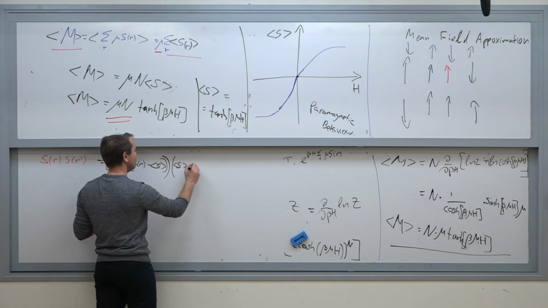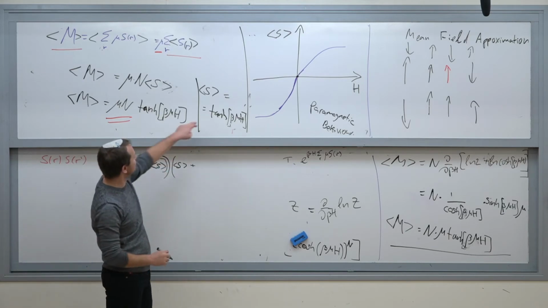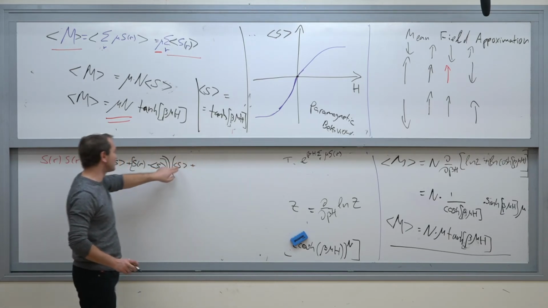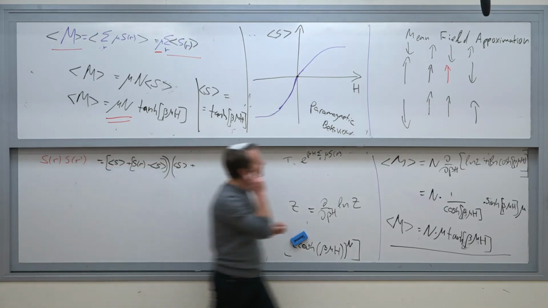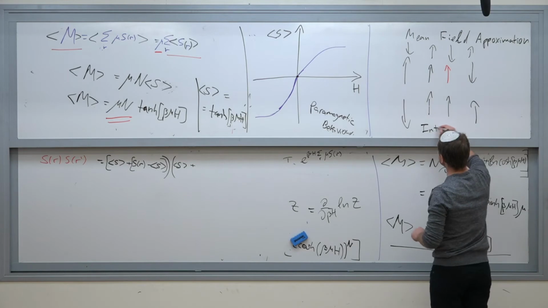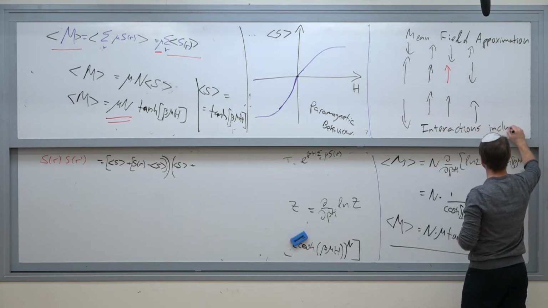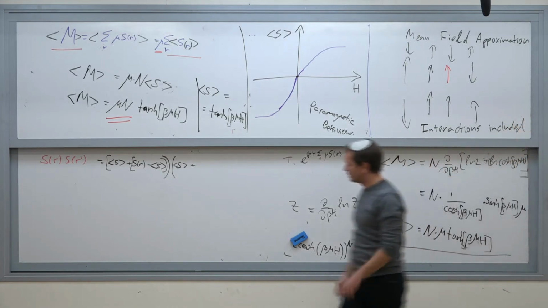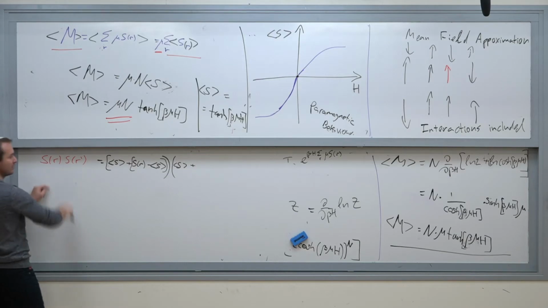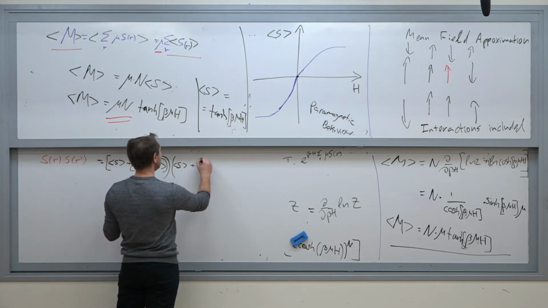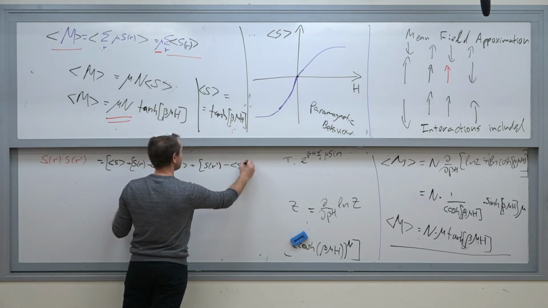S average plus... I don't know what S average is. I know what S average is for the non-interacting picture. I don't really know for the interaction picture what S average is. Interactions included. See, and those are the interaction terms, the multiplication of one spin by the other. So S average plus SR prime minus average S.